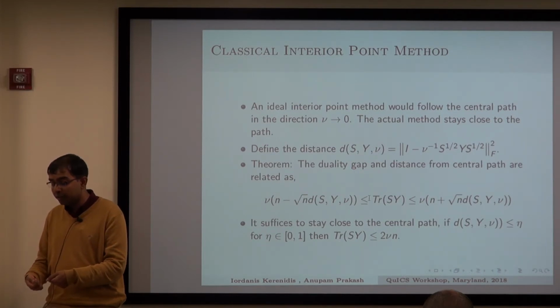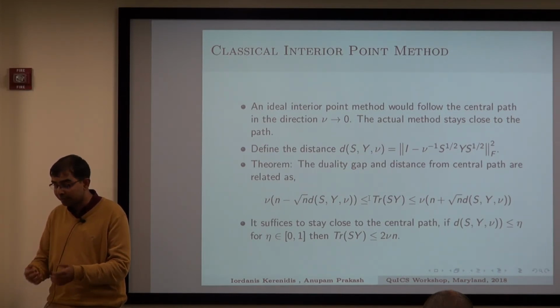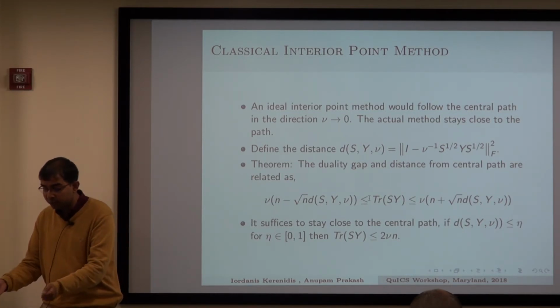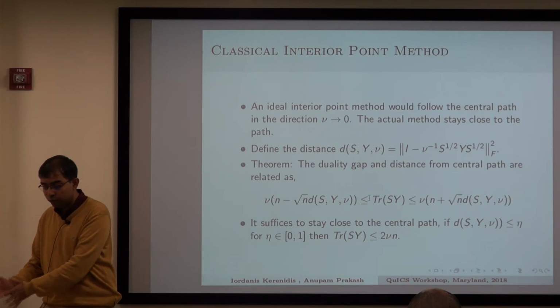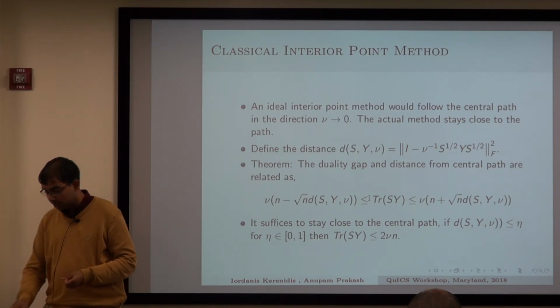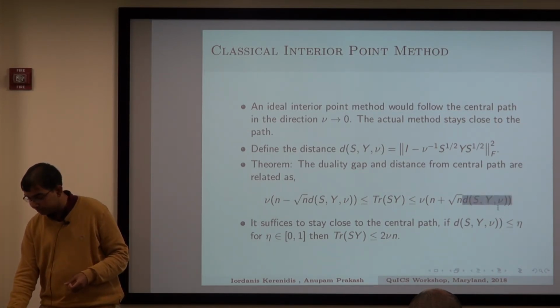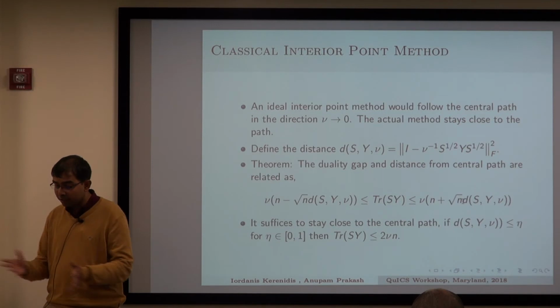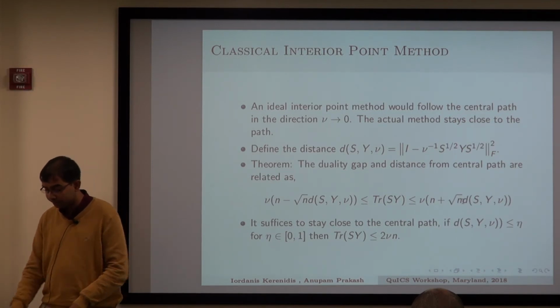So if I have a pair of solutions S, Y with the distance at most eta, where eta is a constant, then this trace SY is going to be less than 2 nu n. So if the distance is a constant, the trace SY is really close to nu n.